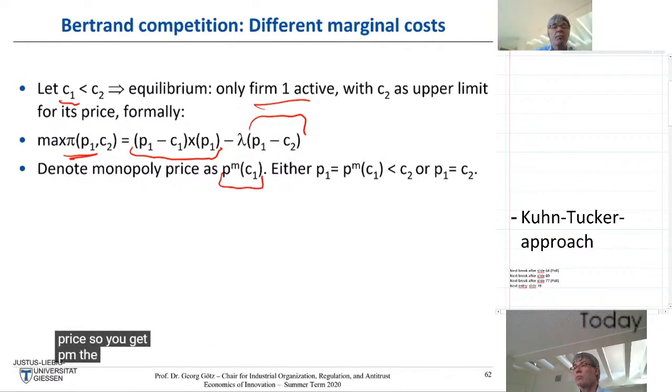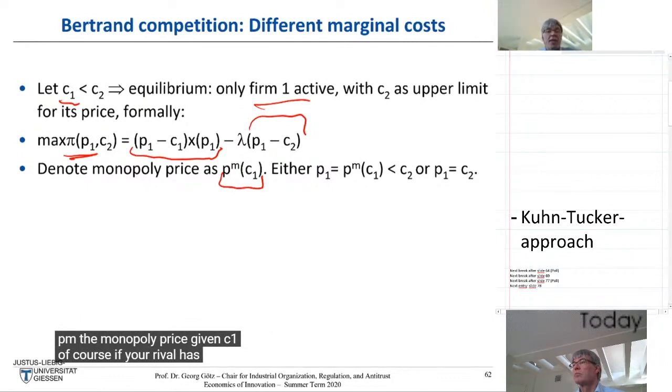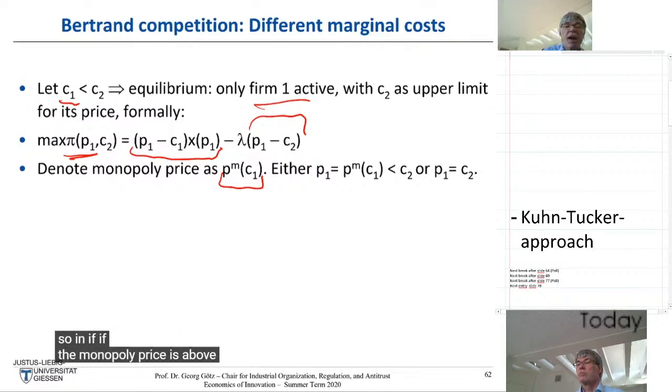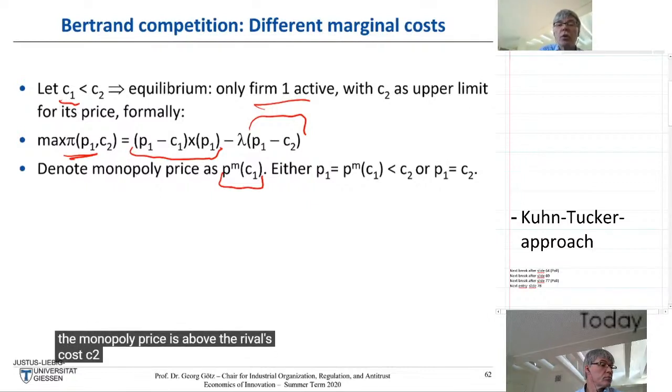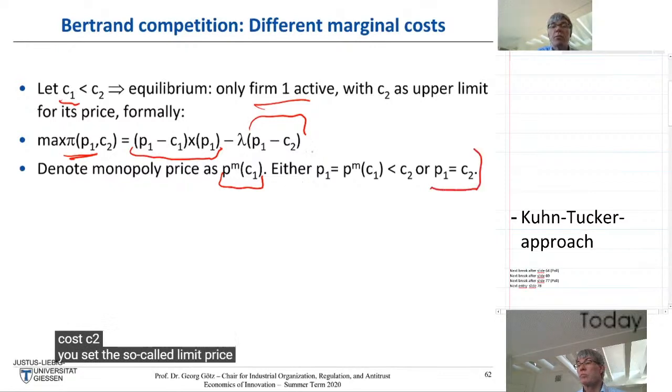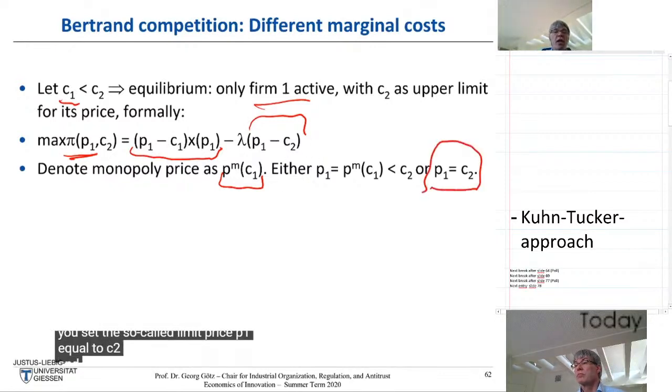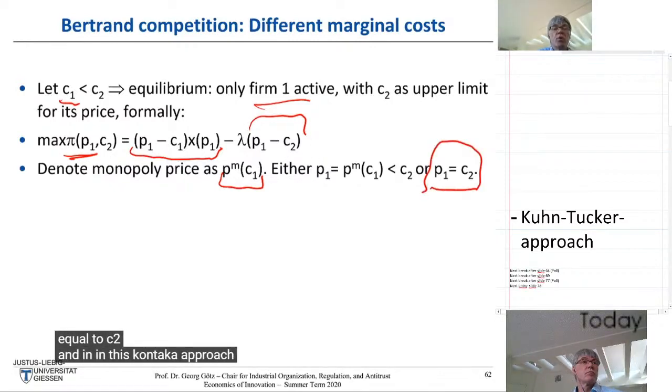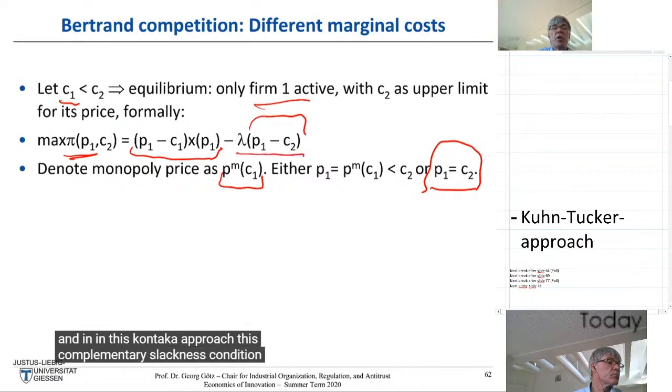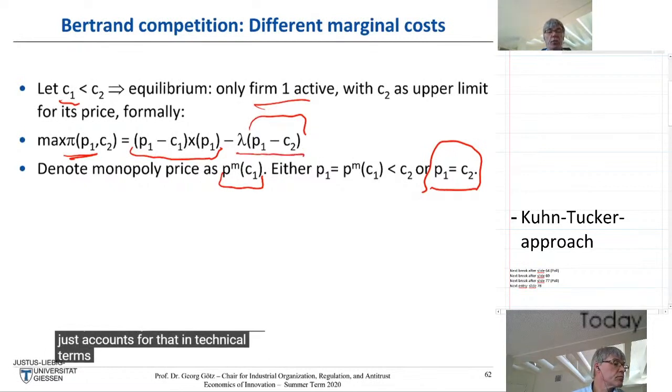So you get PM, the monopoly price, given C1. Of course, if your rival has a cost which is lower than this monopoly price, you cannot charge this price because your rival with the actually higher cost would undercut you. So if the monopoly price is above the rival's cost C2, you set the so-called limit price P1 equal to C2. And in this Kuhn-Tucker approach, this complementary slackness condition just accounts for that in technical terms.